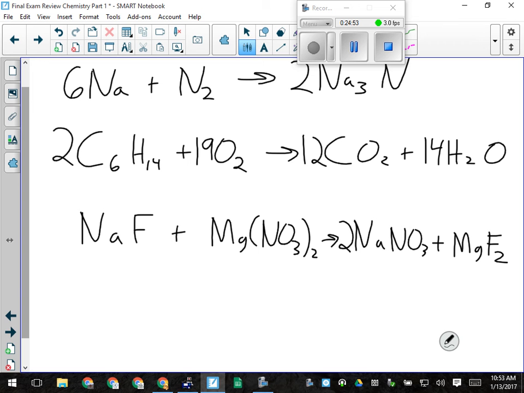When I do that, it gives me two sodiums. So I have to go back over here and balance my sodiums by putting a two there. When I put the two there, it gives me two fluorine atoms. So I got to go over here. Fluorine's already a two over here. That's a good sign. There's one magnesium here and there's one magnesium here. So now this is balanced. Is that ringing a bell? Other questions?